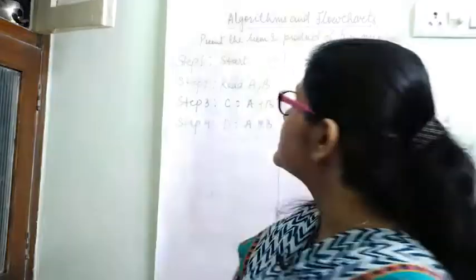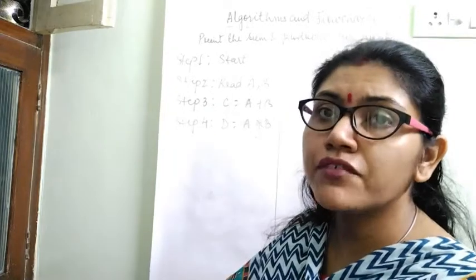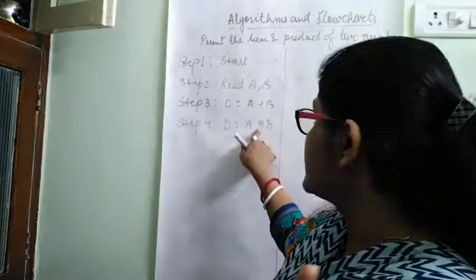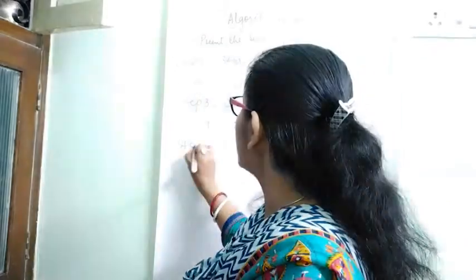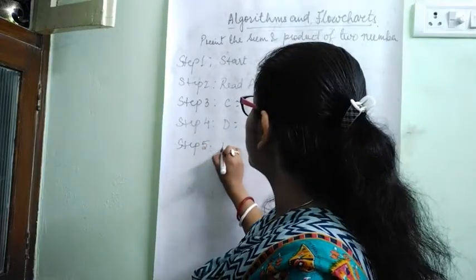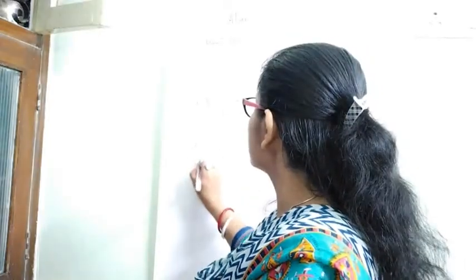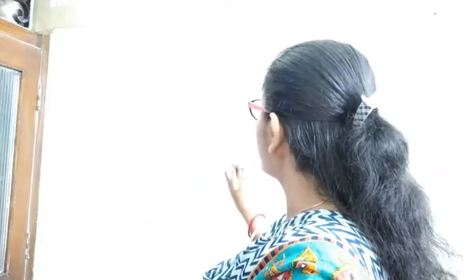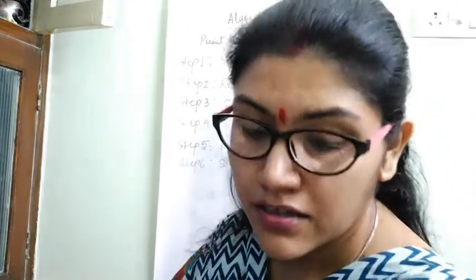Now listen girls, in computer we use the multiplication sign star, asterisk. Okay. Step 4 already written. Step 5, print C, D. Then step 6, stop. This is the algorithm. Now we have to show you the flowchart.